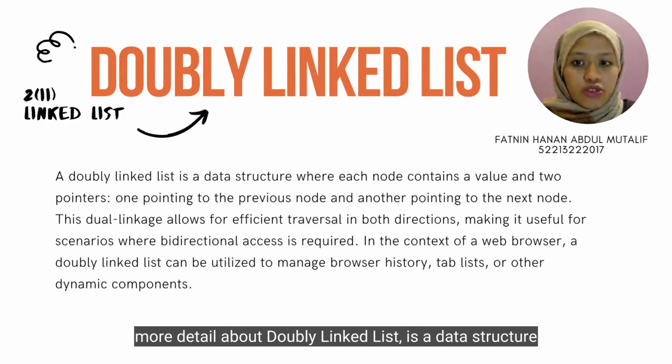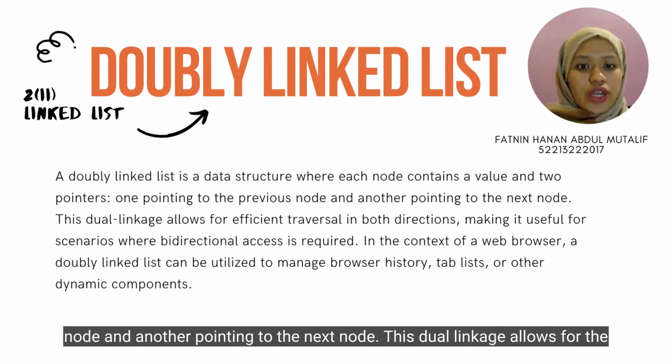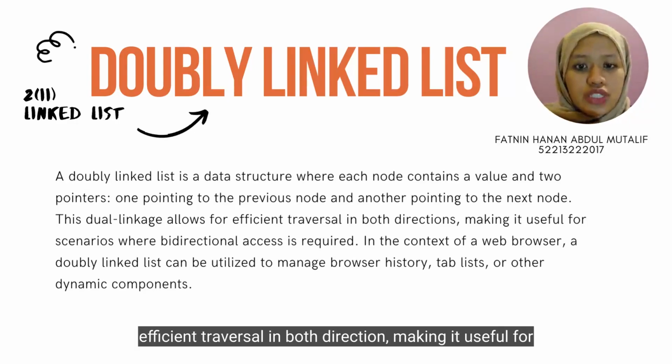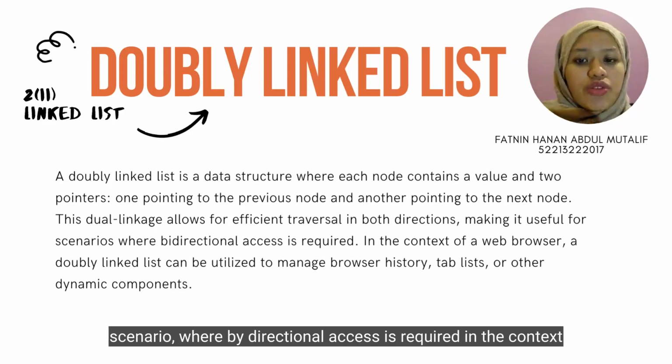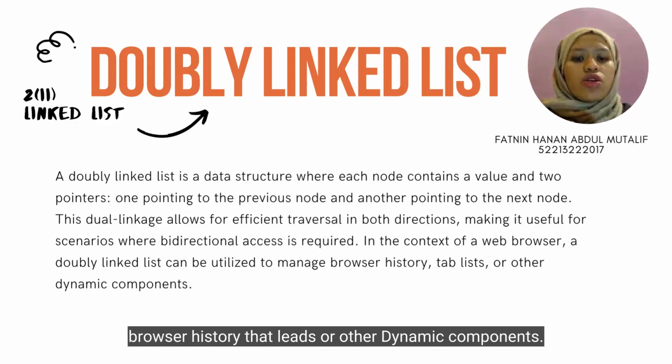So for more detail about doubly linked list, a doubly linked list is a data structure where each node contains a value and two pointers, one pointing to the previous node and another pointing to the next node. This dual linkage allows for efficient traversal in both directions, making it useful for scenarios where bidirectional access is required. In the context of a web browser, a doubly linked list can be utilized to manage browser history, tab lists, or other dynamic components.